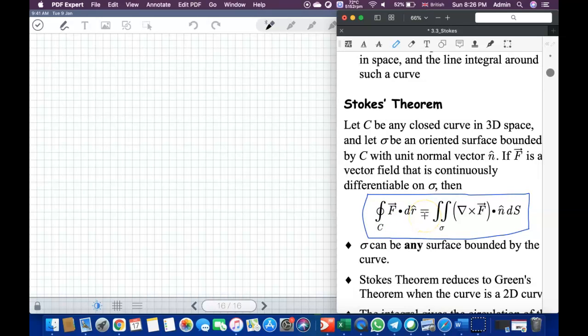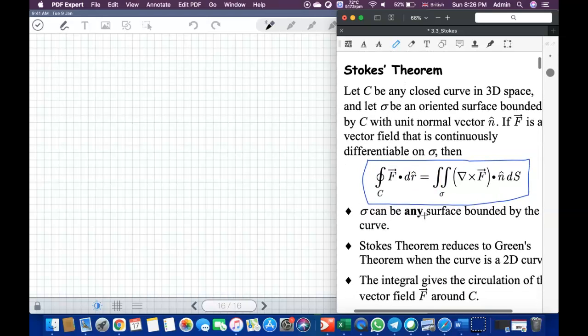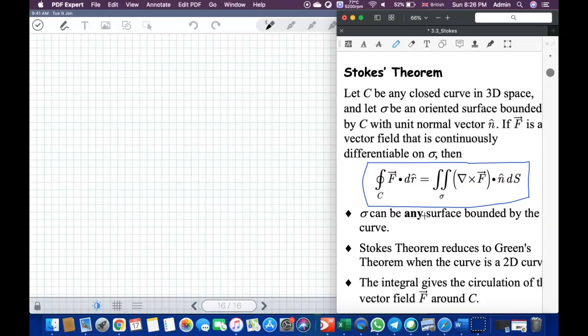Okay, before we look at an example for Stokes theorem, we want to understand all the symbols in Stokes theorem. So here, C, you can see the C here, right? C is any closed curve in 3D.